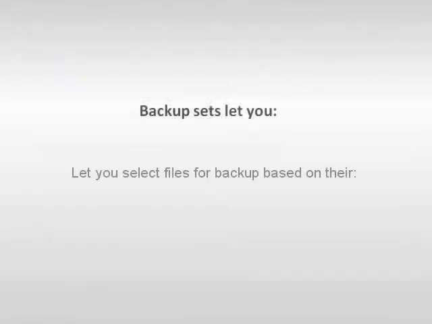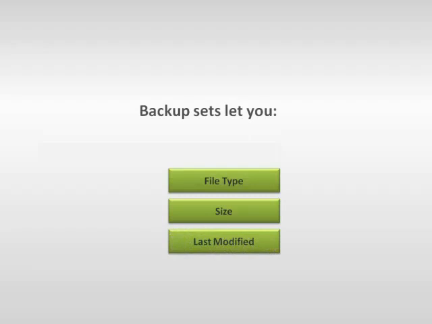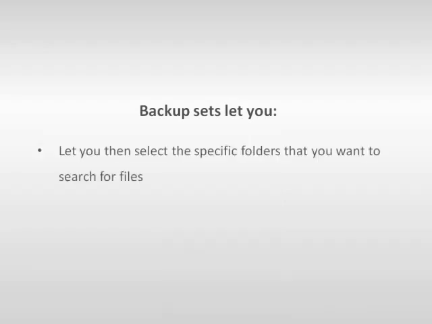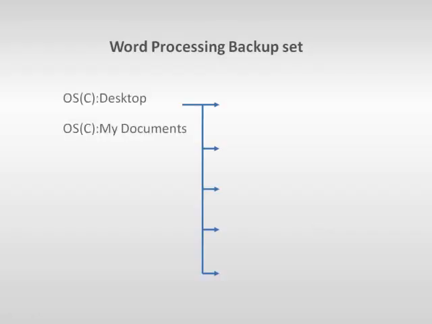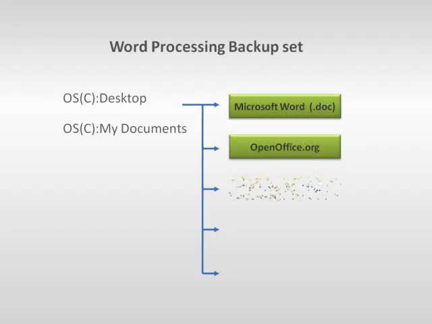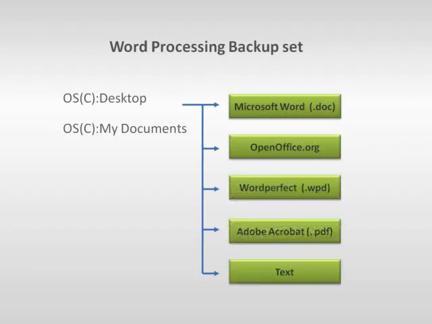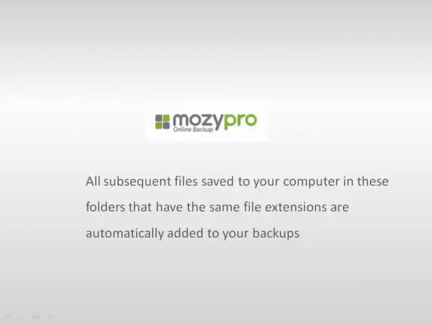So what are backup sets? Backup sets let you select files for backup according to their file type, size, last modified, created, and file or folder name. You can then specify the folders that you want to search for the files in. For example, if you select the Word Processing Documents backup set, the Mozy client will search the desktop and the My Documents folders on the C drive for Microsoft Word, OpenOffice.org, WordPerfect, Adobe Acrobat and text file types, and will select them for backup. Also, all subsequent files saved to your computer in these folders that have the same file extensions are automatically added to your backups.